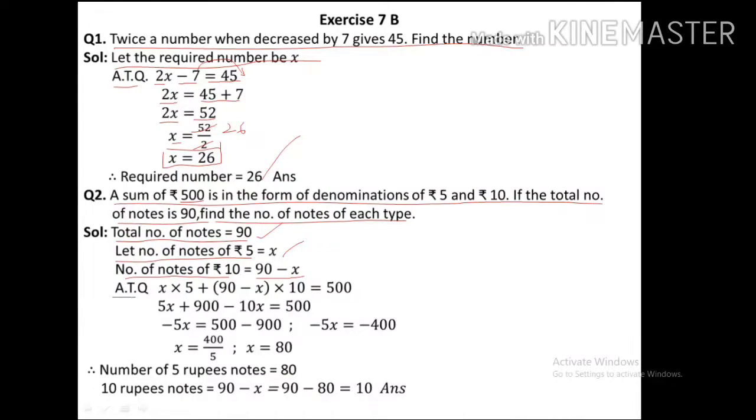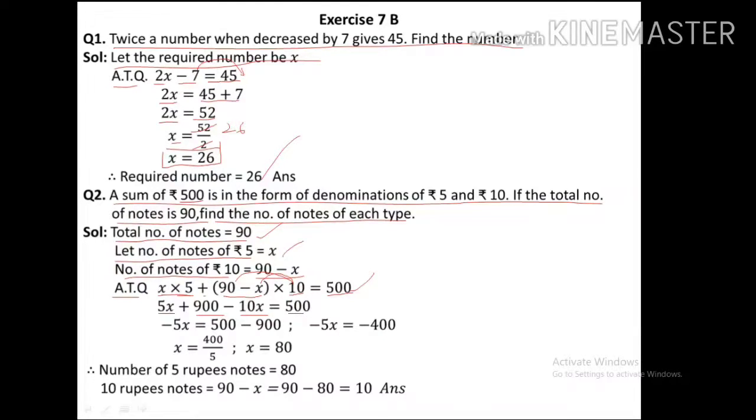So according to the question, here the number of 5 rupee notes is multiplied by 5 plus the number of 10 rupee notes, that is 90 minus x, is multiplied by rupees 10, gives us, when we add both the rupees 5 and 10, rupees 500. Now when we solve 5 into x, it will come 5x. Now 10 is multiplied by 90, it will come 900, and 10 is multiplied by minus x, it will come minus 10x equals 500.